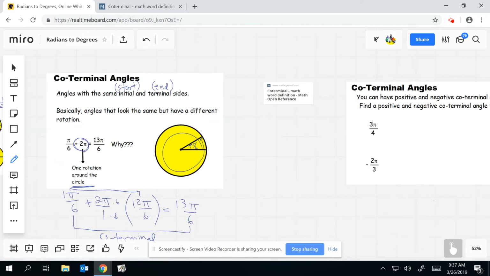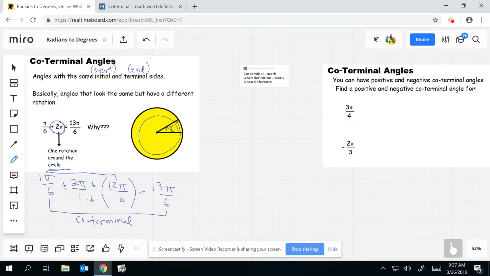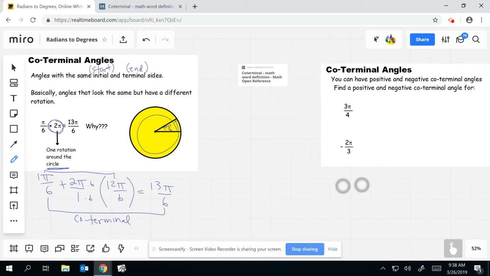Now, in the next example, they want you to find a positive and a negative coterminal angle for those two angles. So they want you to find one positive and one negative coterminal angle. Okay, so let's see if we can do that for the 3 pi over 4. To get a positive angle, we're just going to add a rotation. Add a counterclockwise rotation. That would be adding 2 pi.